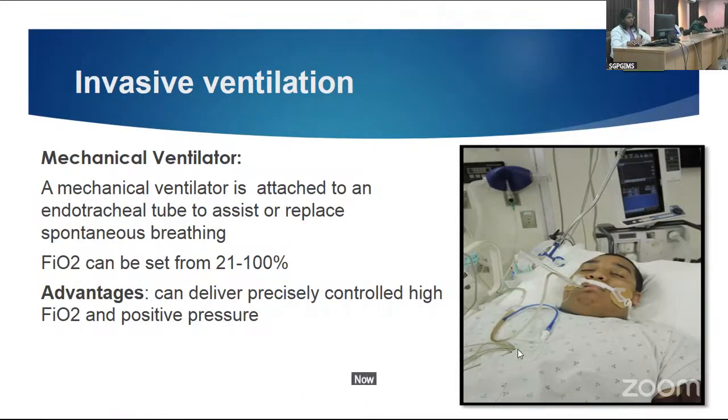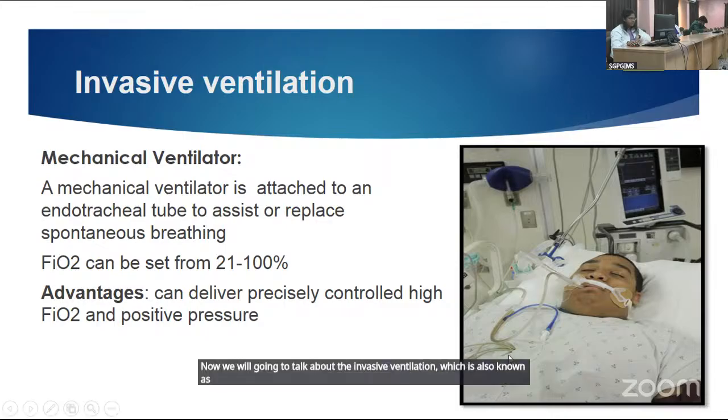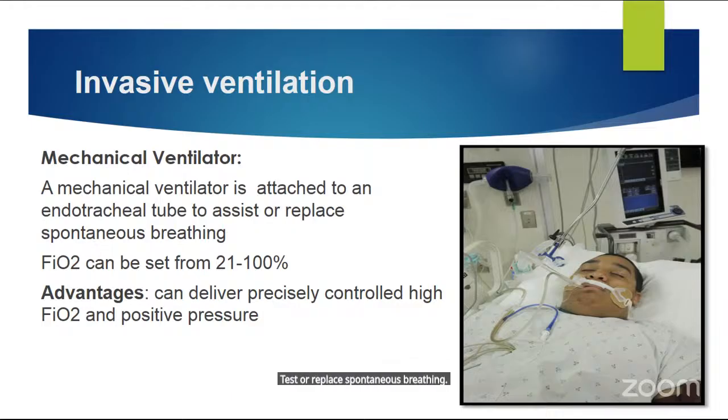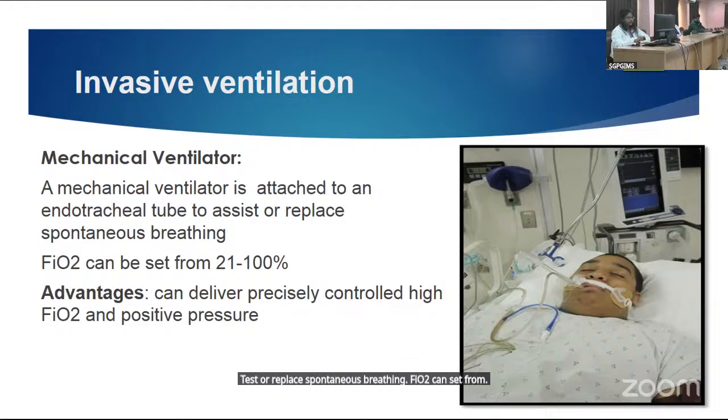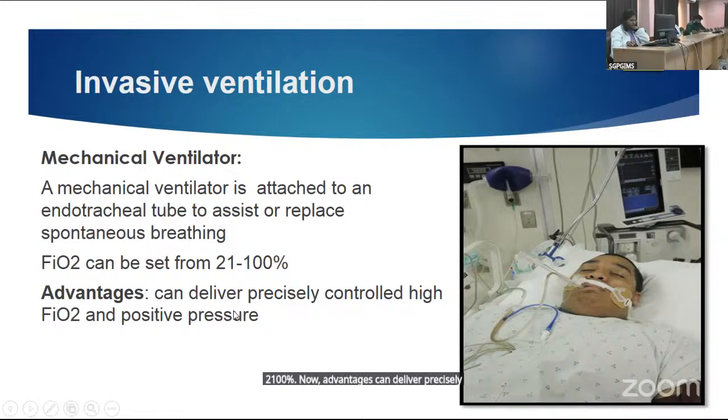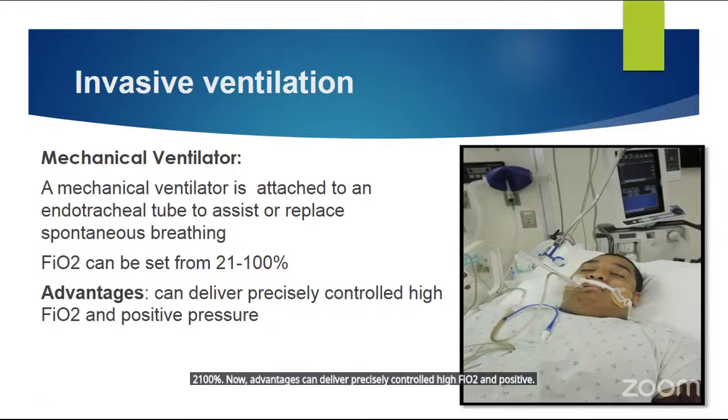Now we are going to talk about invasive ventilation, which is also known as mechanical ventilation. A mechanical ventilator is attached to an endotracheal tube and replaces spontaneous breathing. FiO2 can be set from 21 to 100%. Now advantages: it can deliver precisely controlled high FiO2 and positive pressure.